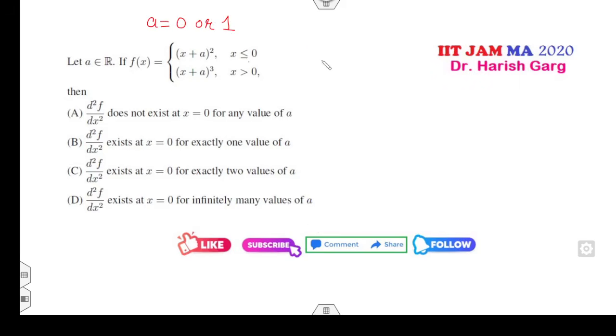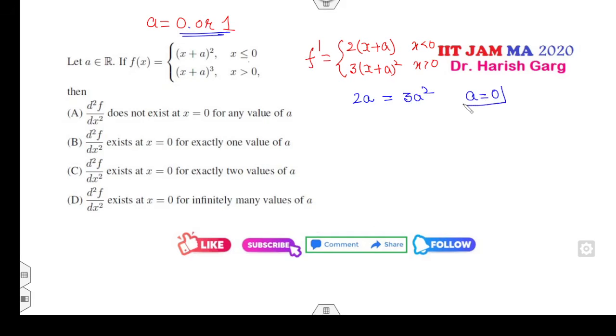Fine. Now you can calculate the f dash. Twice x plus a, thrice x plus a whole square, for x less than 0 and greater than 0. Again, it must be continuous. Fine. At the point 0, that will be 2 of a, and it will be 3 of a square. So do you get any value? That means only a is equal to 0 will be satisfied. Fine. Now we can see whether the f double dash exists, so 1 will not be possible.